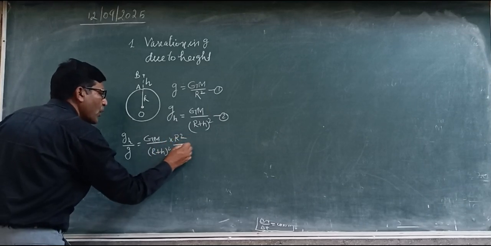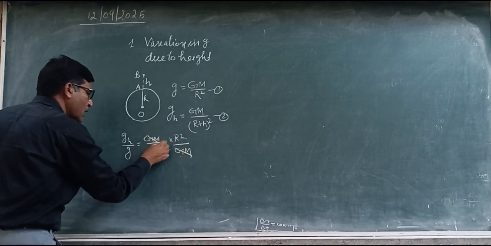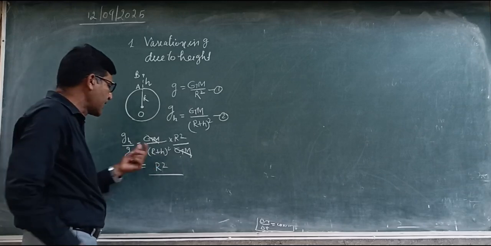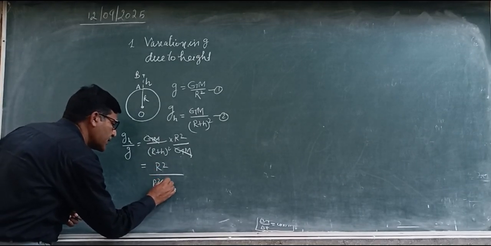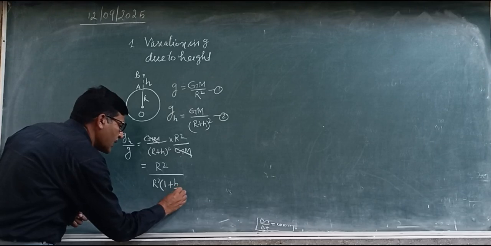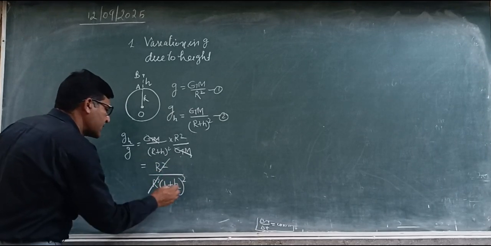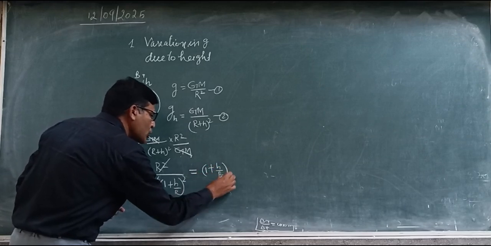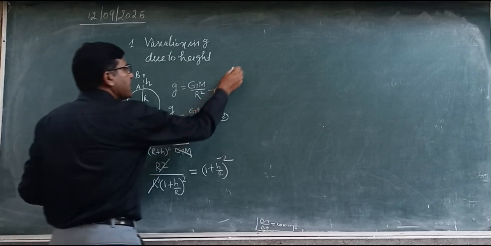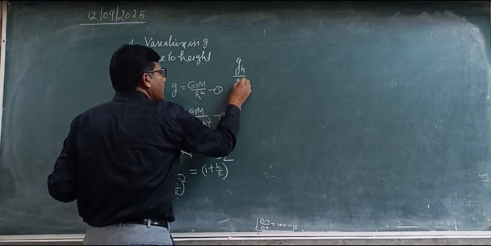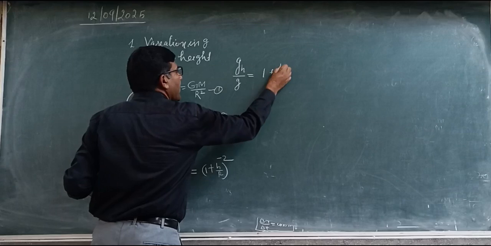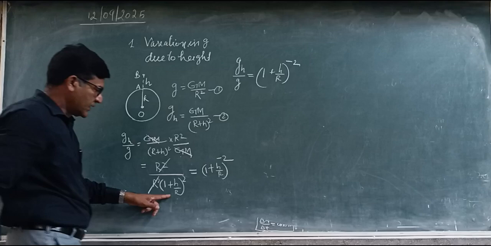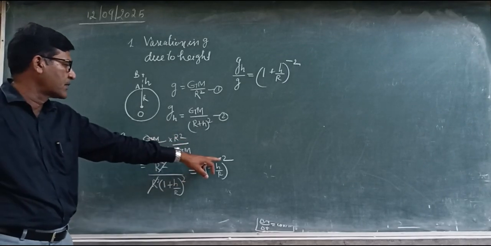it is equal to GM upon (R plus h) whole square divided by GM upon R square. These terms cancel out and this is R square, this is R plus h whole square. We can take R square as the common. R square it is equal to (1 plus h by R) raised to power 2. This R gets cancelled and you are left with the term (1 plus h by R) raised to power minus 2. This is left hand side, this is gh upon g. It is equal to (1 plus h upon R) raised to power minus 2. This whole denominator is taken, the minus power becomes plus.